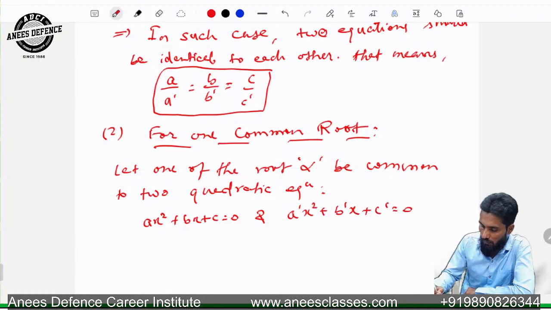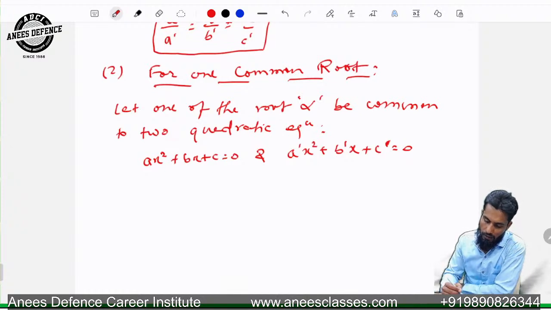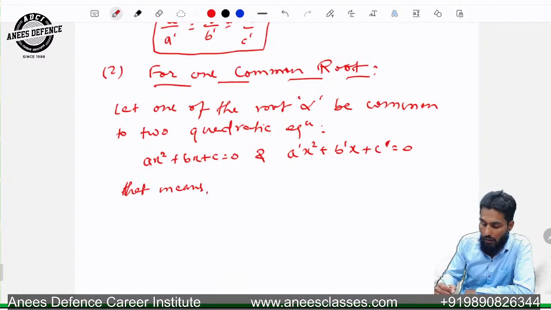Fine. Okay. So if one of the roots, that is alpha, is common, it means this alpha is going to satisfy both the equations. That means alpha should satisfy both the equations.